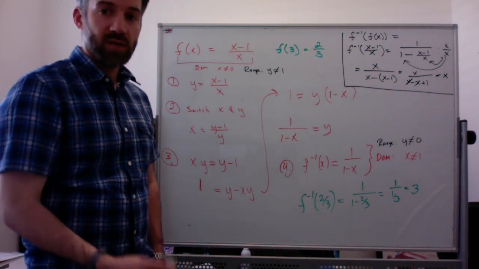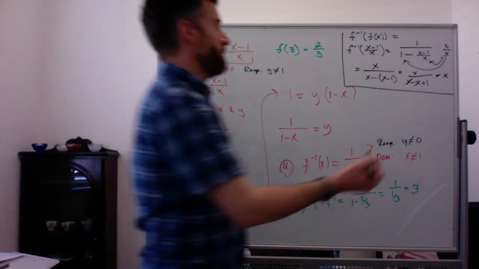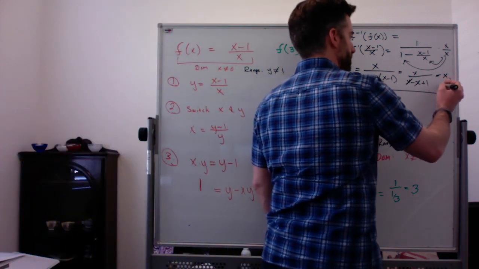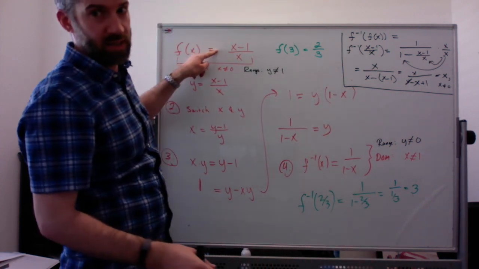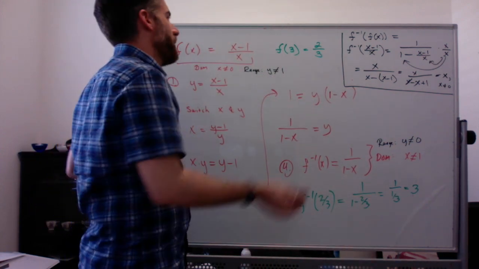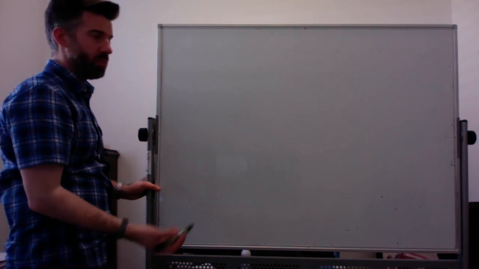So f inverse of f of x is equal to x, but it should be noted here that x can't be 0. You couldn't do f of 0 because f of 0 doesn't exist, even though f inverse wouldn't do. Let's do another example, just because these are good to do. Let's do actually an easier example, I think.